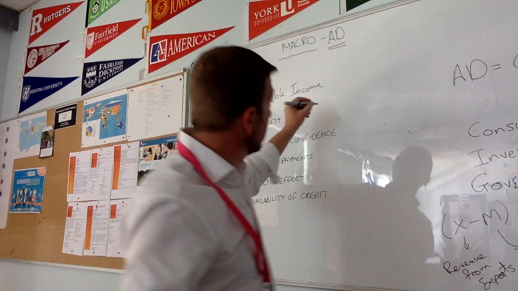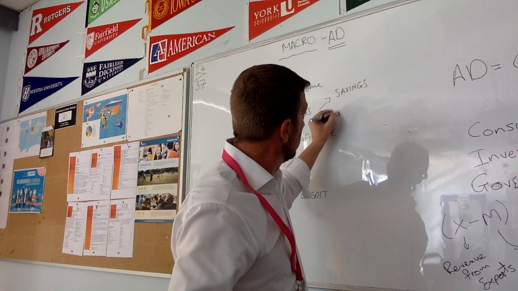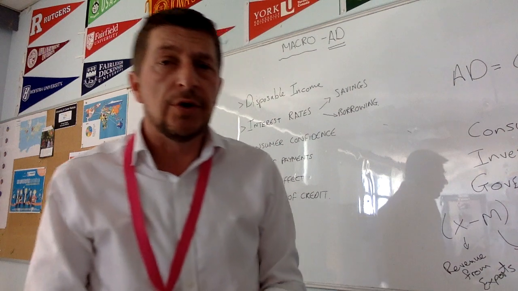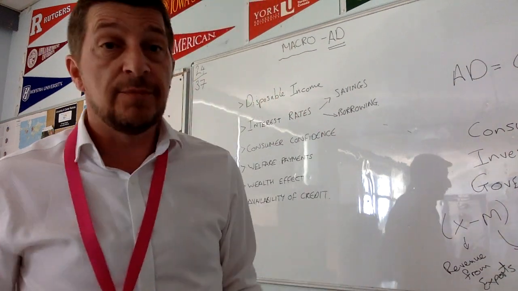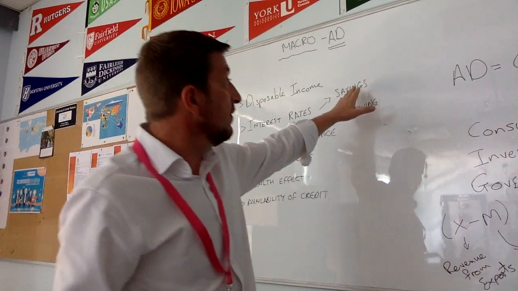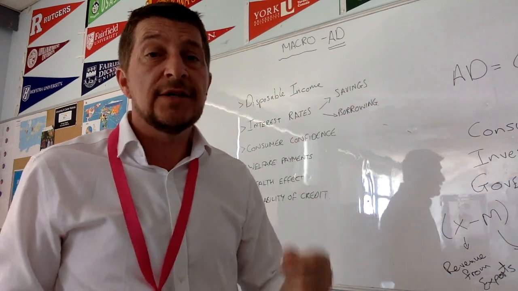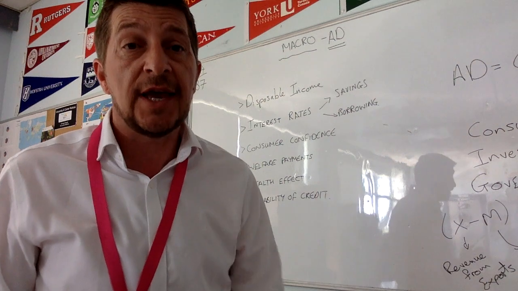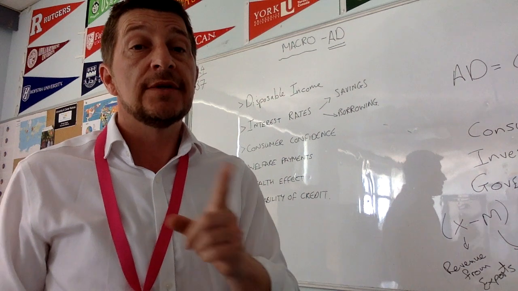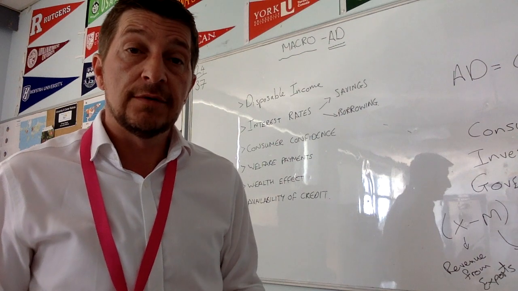So let's think about that. We've got savings and we've got borrowing. If the government or the central bank of a country increases the interest rate, what happens to the level of savings? Interest rates are higher, and that is a greater incentive for people to save. Now, if they're saving money, they're not spending it, and therefore consumption will fall.